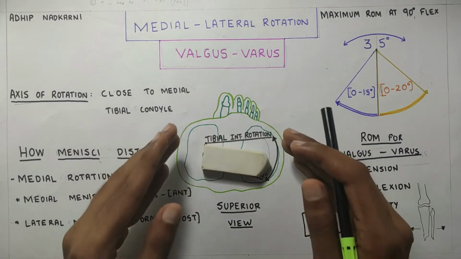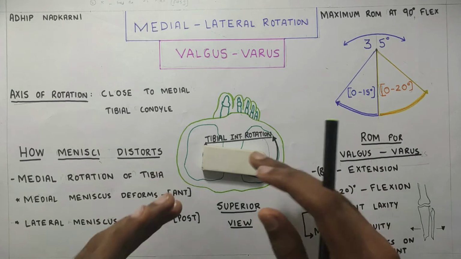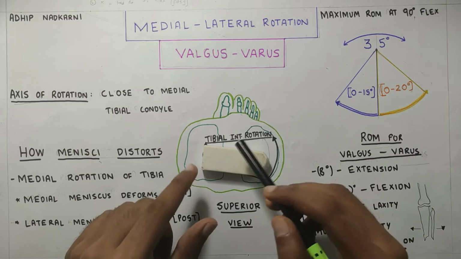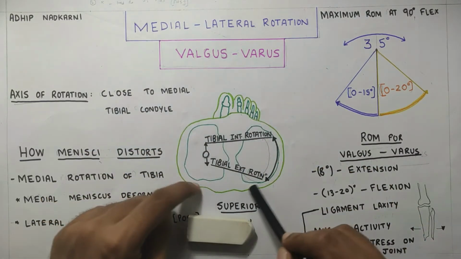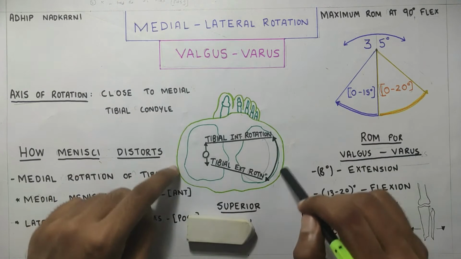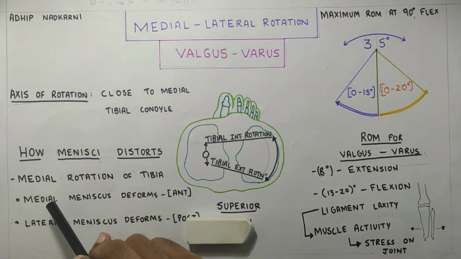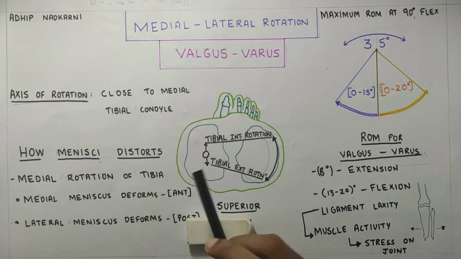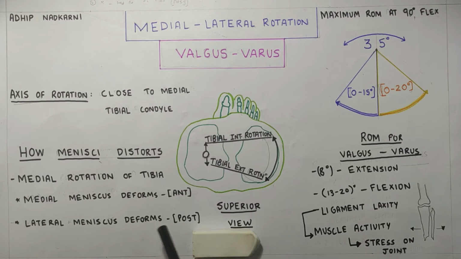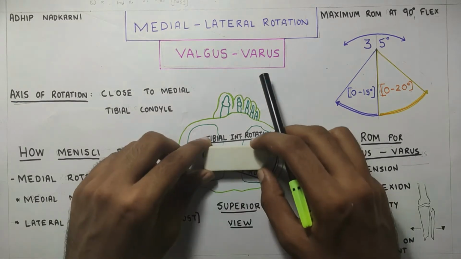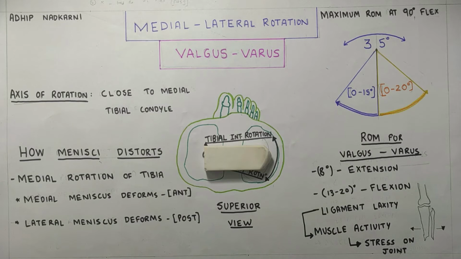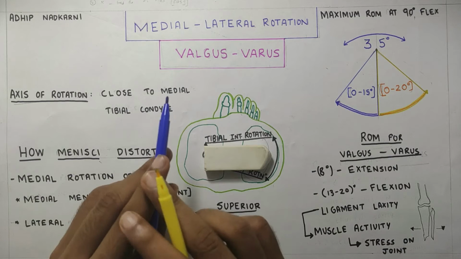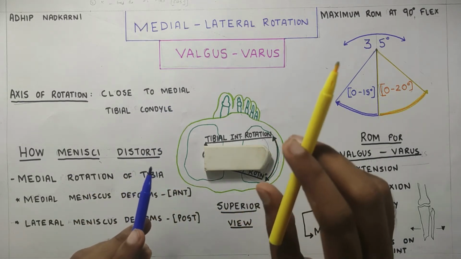So now that we know the movement of the medial and lateral condyle in the tibial rotation, let us see how the meniscus gets distorted. The meniscus, which is present on top of the tibia over here, makes the surface more concave. During the medial rotation of the tibia, the medial meniscus deforms anteriorly, whereas the lateral meniscus deforms posteriorly. Let us see this with the help of two sketch pens. So this is the yellow sketch pen and this is blue. We'll call blue the medial condyle, whereas yellow the lateral condyle.